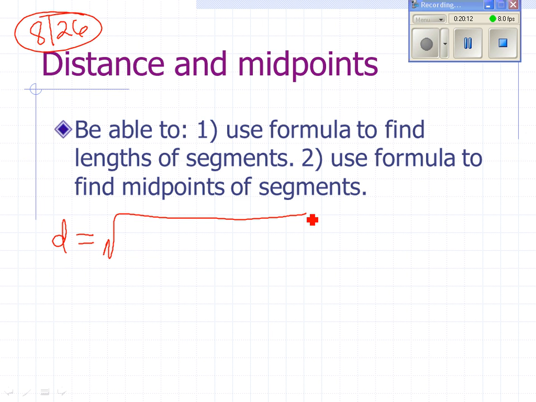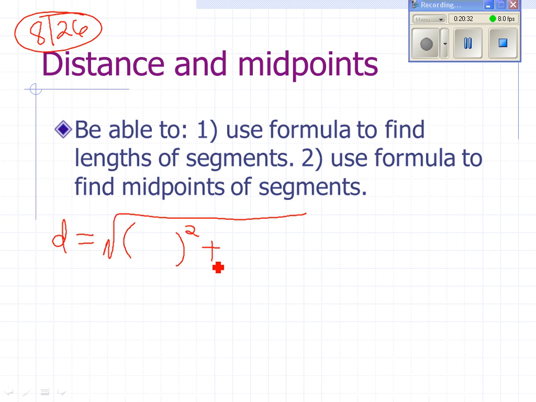What's this symbol? Root. It's a square root, right? You're taking the square root of something, so it's going to be real helpful if you have that calculator that I told you about the other day. Get a calculator so you can do the square root.